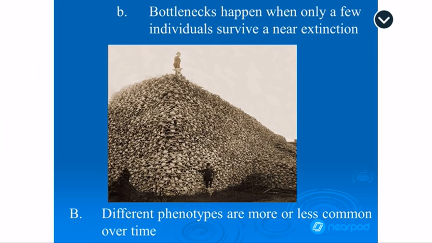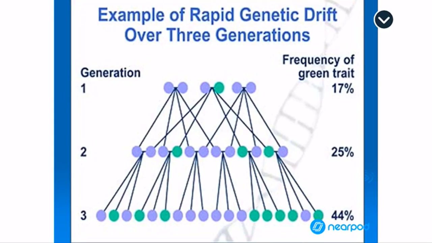So the end result of natural selection and genetic drift, both, whether it's because of phenotypes or not, which is the difference between the two, is that different phenotypes in the population become more or less common over time. So in this example, this is a genetic drift. There's no reason for it. 17% of the population was green, and in 3 generations, it's 44%.